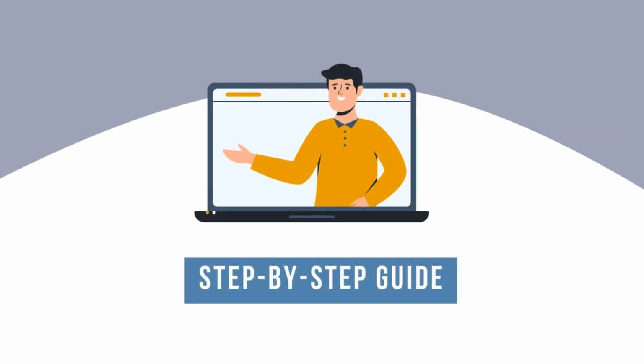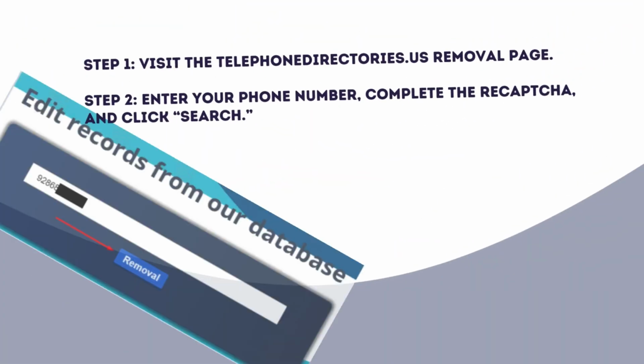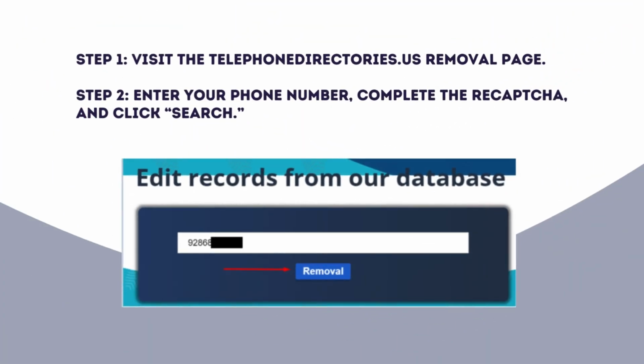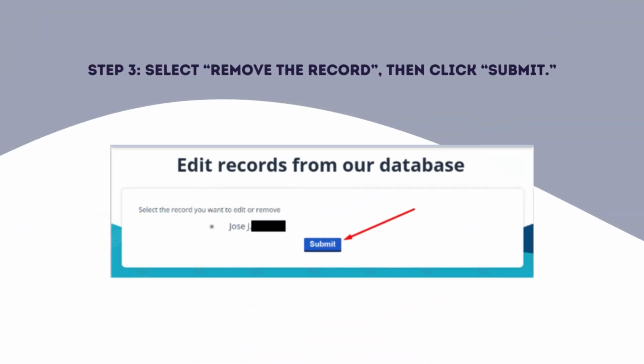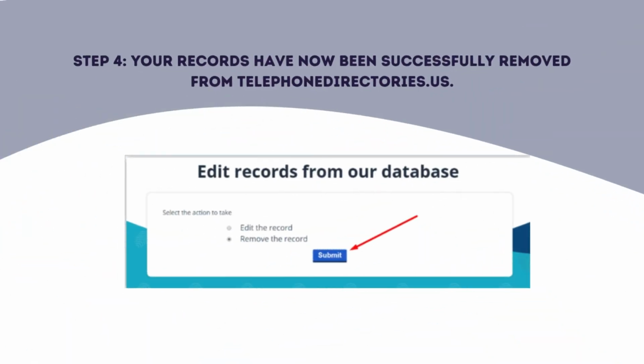Follow these simple steps. Step 1. Visit the Telephone Directories US removal page. Step 2. Enter your phone number, complete the reCAPTCHA, and click Search. Step 3. Select Remove the record. Then click Submit. Step 4. Your records have now been successfully removed from Telephone Directories US. That's it. Your data should be removed soon.